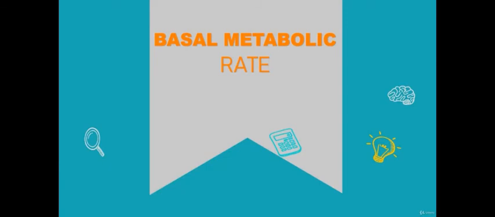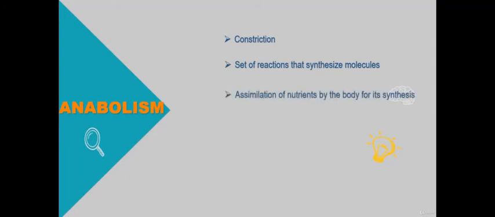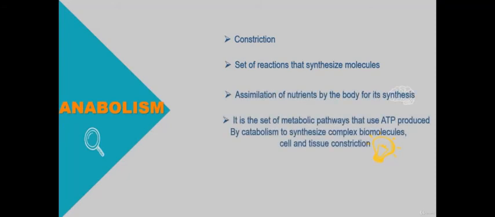Basal metabolic rate. In this lecture, we are going to undertake what is anabolism, catabolism, what is basal metabolic rate, or what is your BMR, factors that increase your BMR, factors that decrease your BMR, and finally, how to count your BMR. We talk about anabolism when we talk about construction, a set of reactions that synthesize molecules, assimilation of nutrients by the body for its synthesis, and it is a set of metabolic pathways that use ATP produced by catabolism to synthesize complex biomolecules, cell, and tissue construction.